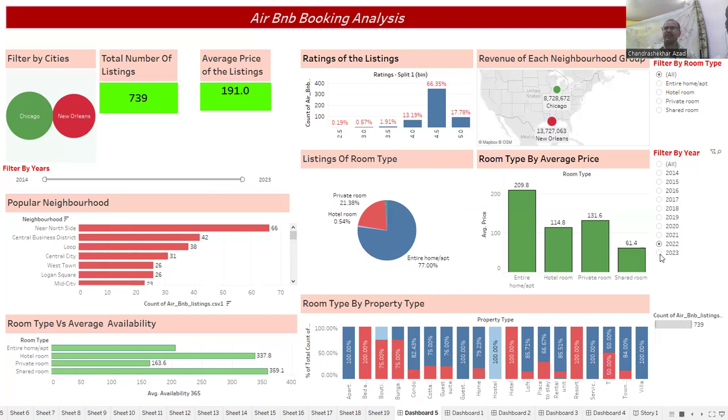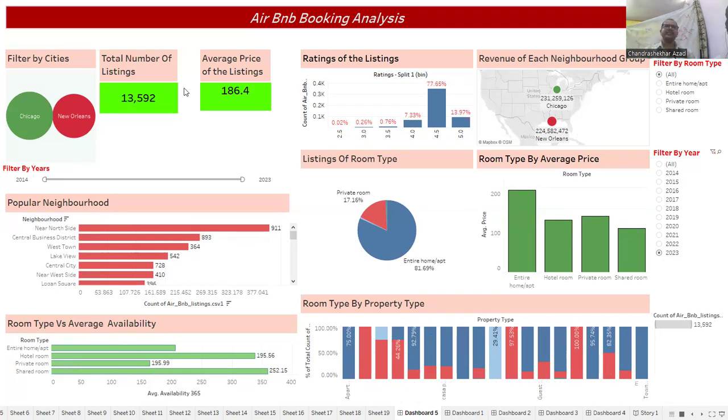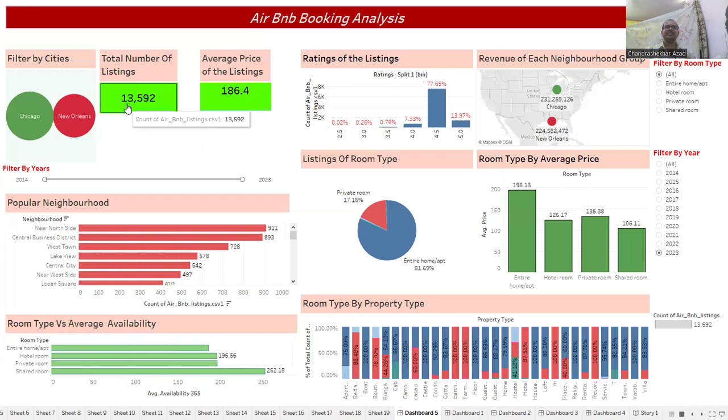So if we talk about the year of 2023, the total number of listings here is 13,592. Here the number of listings increases very rapidly, and the average price of the listings is 886.4. New Orleans city and here Chicago city contribute most of the revenue. The difference in revenue between New Orleans city and Chicago is only a few million.